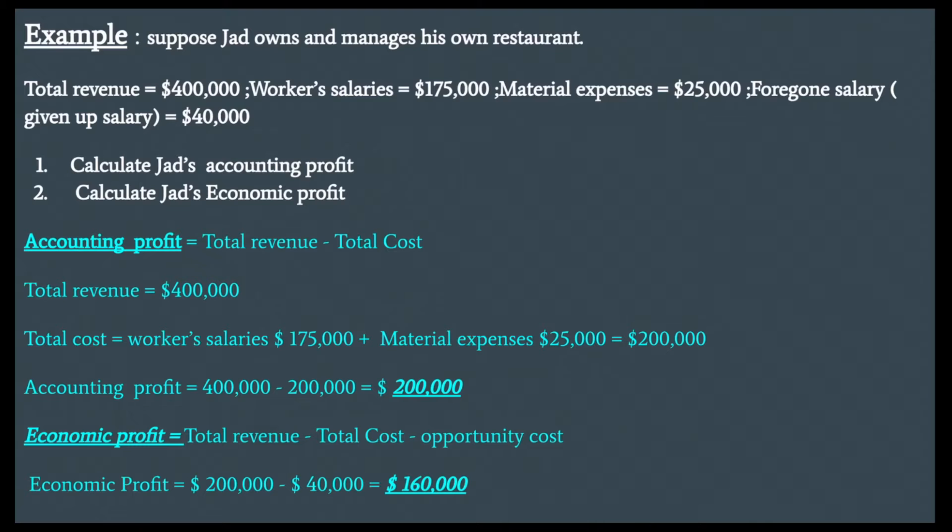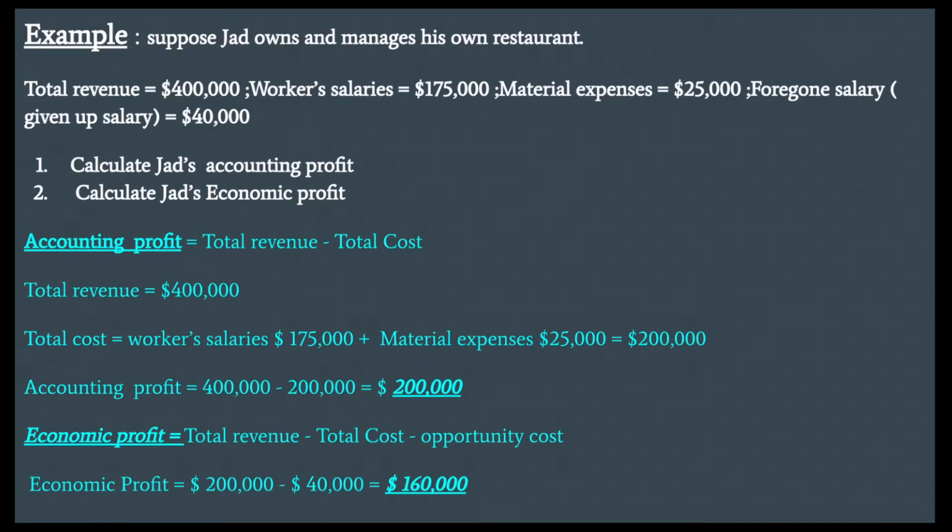So his accounting profit is total revenue minus total cost, which is the explicit cost, which is paid in terms of money. So total revenue is $400,000. The total costs which he pays in terms of money are worker salaries, that is $175,000, plus material expenses of $25,000. So a total of $200,000 is his explicit cost. So the accounting profit is $400,000 minus $200,000, which is $200,000.